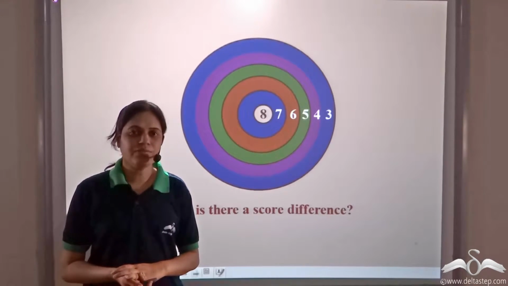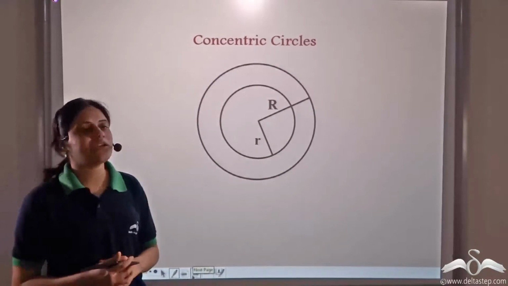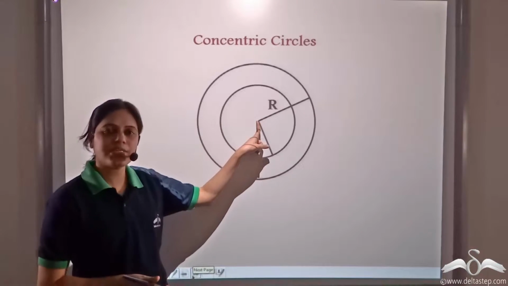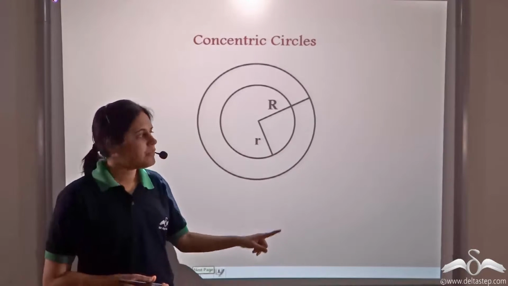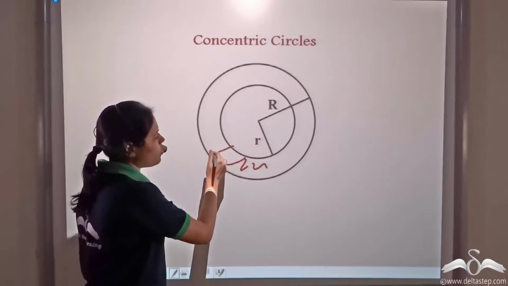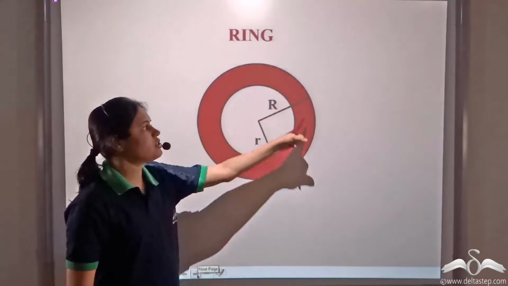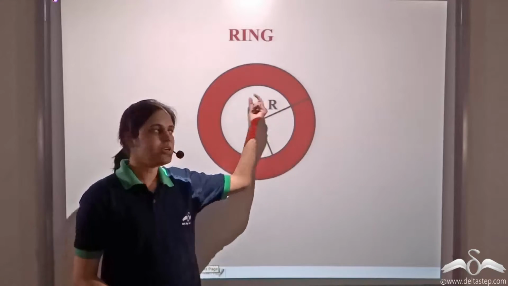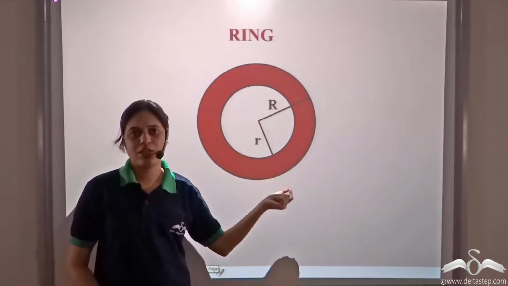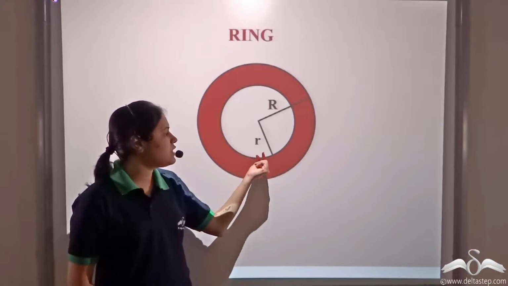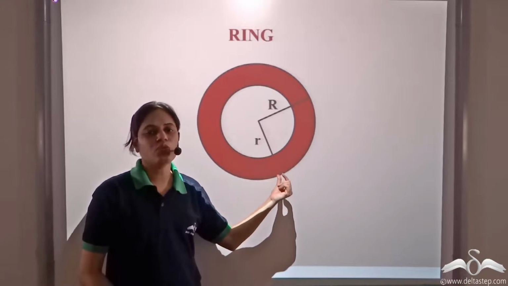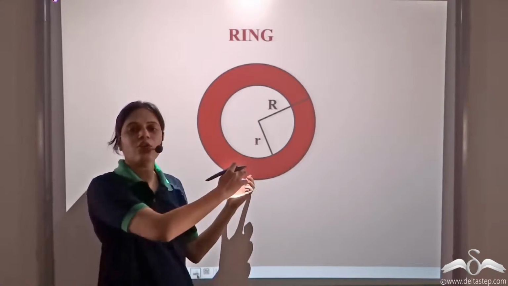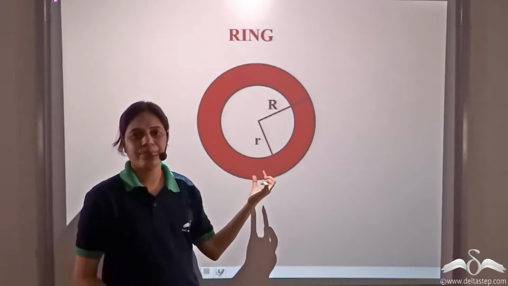Before we answer this question, let us first look at these concentric circles. So these two circles are concentric, that is, they have the same center but different radii. Now the region between these two concentric circles is called a ring. So a ring is the region between two concentric circles. It is the region enclosed within the boundary of these two concentric circles.